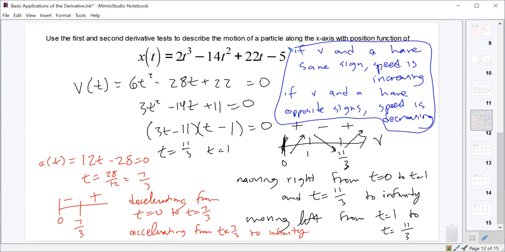Yeah, that makes sense? Could you say accelerating to the left instead of decelerating? It would still be accurate, right? I guess, yeah. I mean, I wouldn't use that terminology ever if it were me. Okay. But if you want to, I'll stick to decelerating. All right.